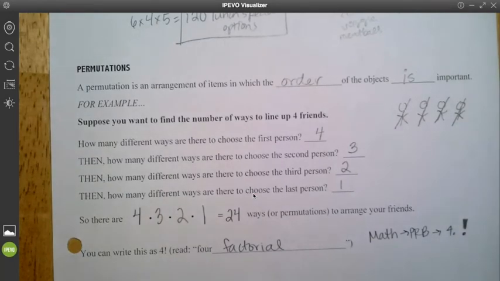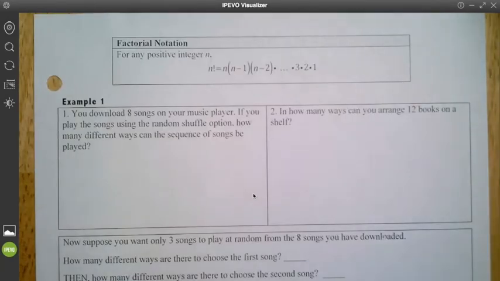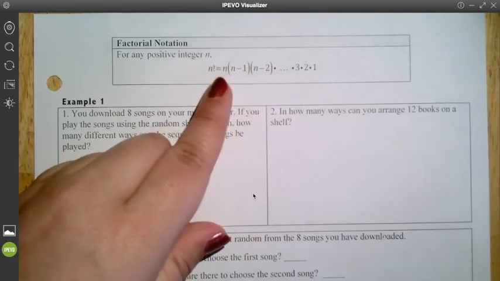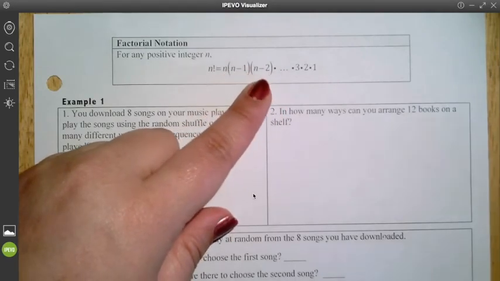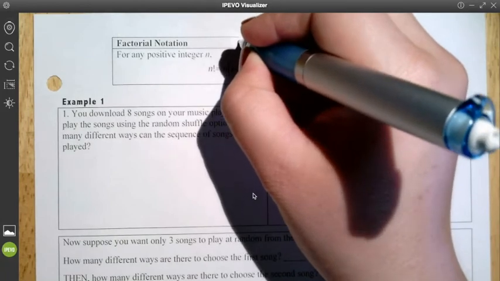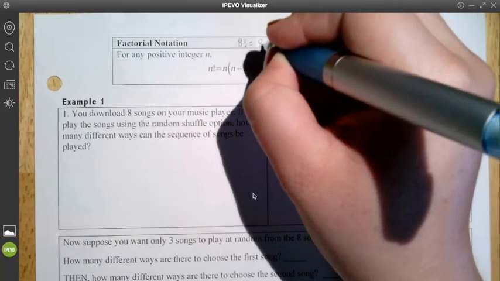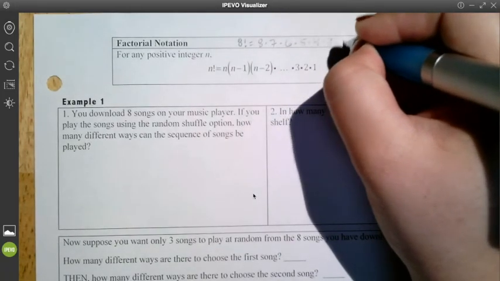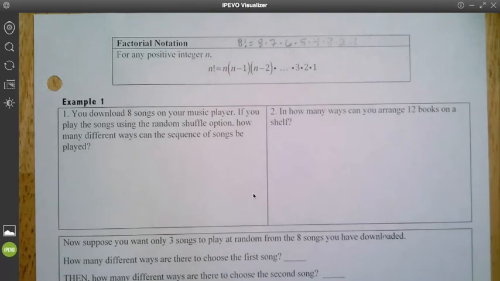Let's take a look at the next page. So this is a more formal definition of factorial. Factorial is when I take a number, n, and I multiply it by all of the numbers that are smaller than it. So n minus 1, n minus 2. So let's say if this was 8, factorial would be 8 times 7 times 6 times 5 times 4 times 3 times 2 times 1. And we stop at 1 because if we were to multiply it by 0, that would be 0. And I'm not going to get to a point where I have 0 options left. Okay? So let's look at some examples.